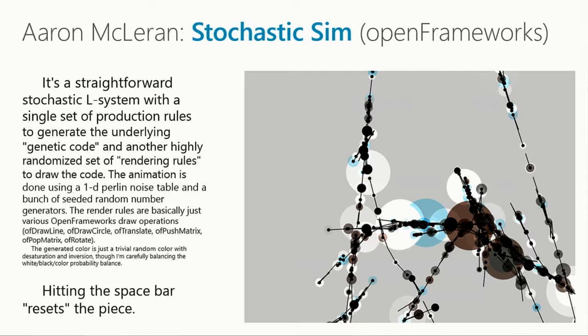I actually pasted from his email describing what this is. This is wonderful, Aaron. This guy's so smart. I feel really dumb, which is like most of the time, but I feel especially dumb. It's a straightforward stochastic L system with a single set of production rules to generate. I don't know what most of those words mean, but hitting the spacebar resets the piece. I understand that.